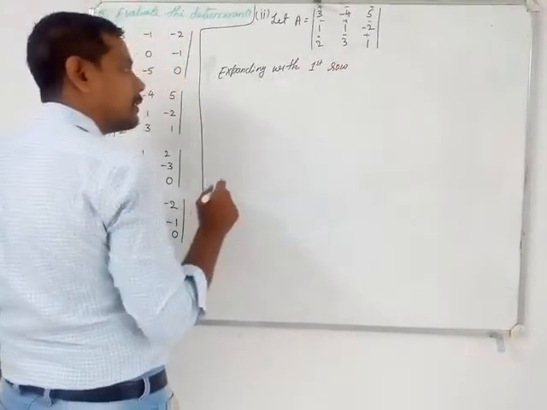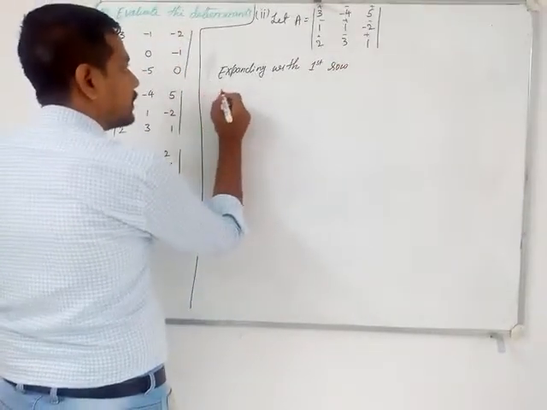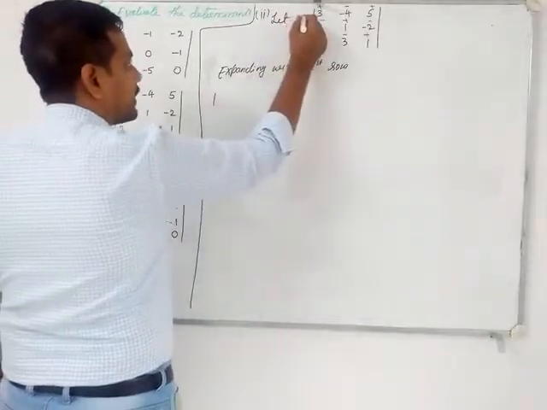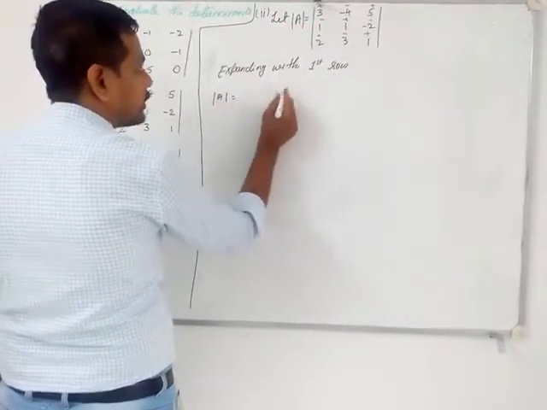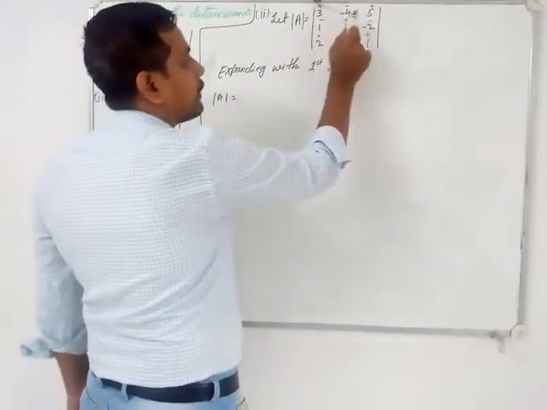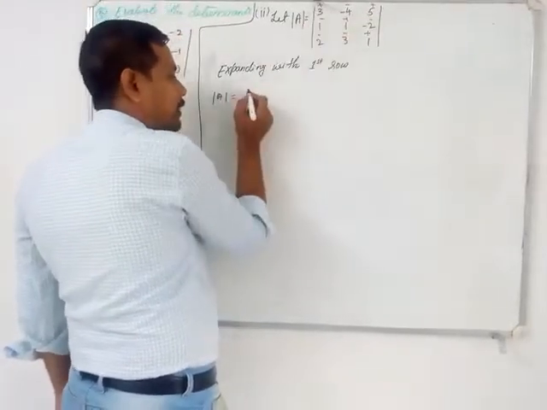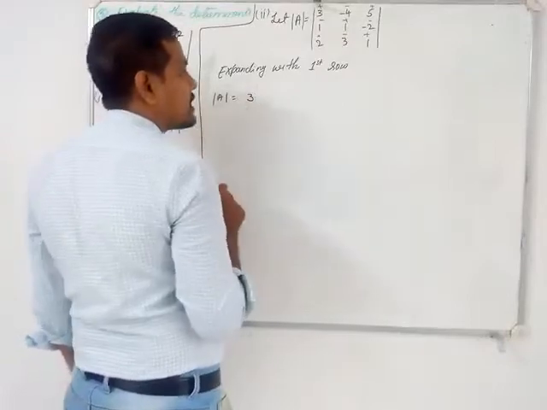Expanding it with the first row. So what will be the value of determinant A? The first row has 3, minus 4, 5. What is the first element of the first row? It is 3.